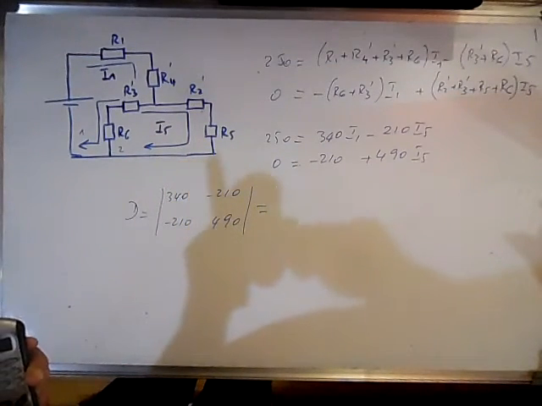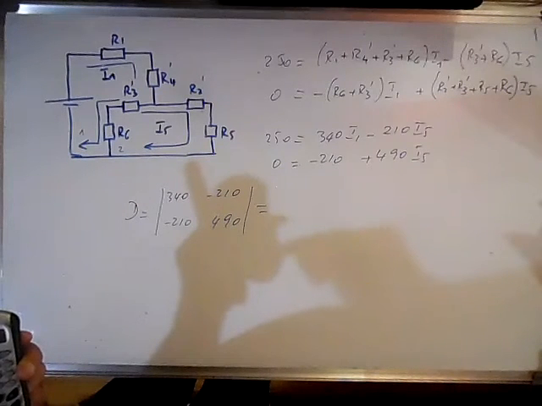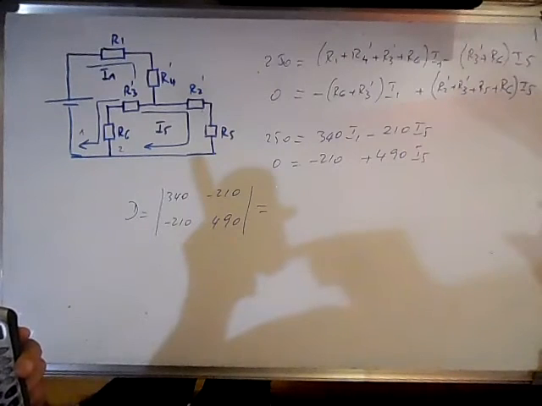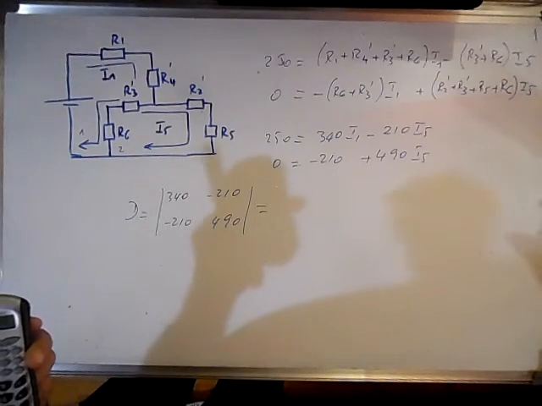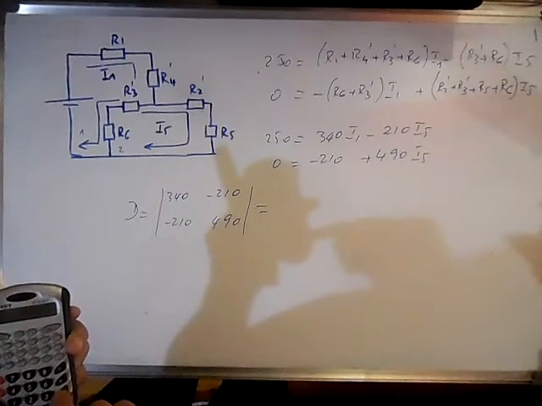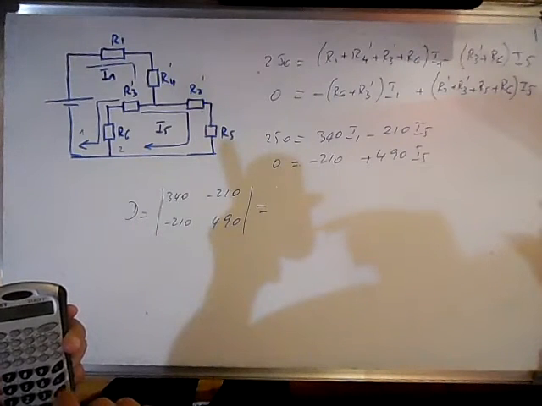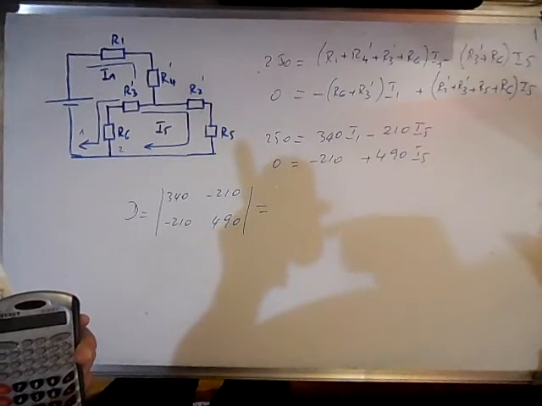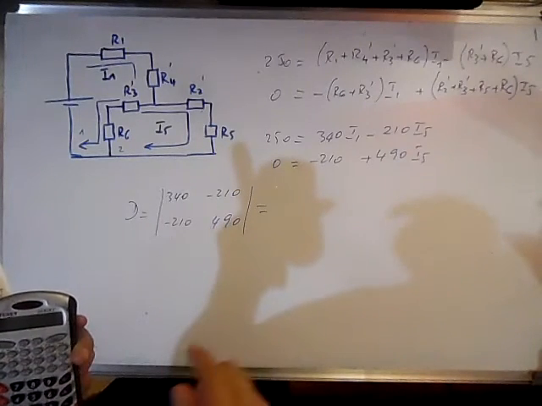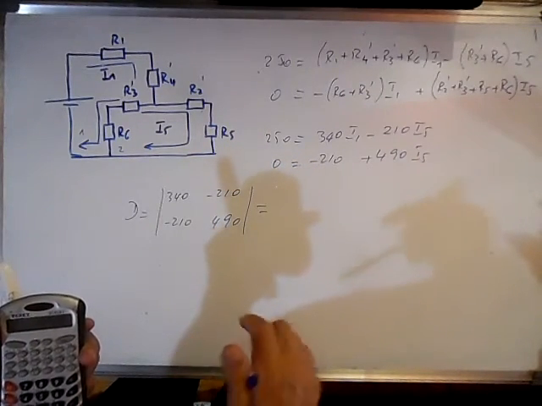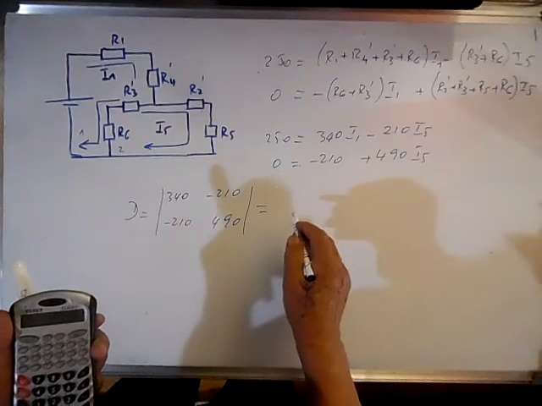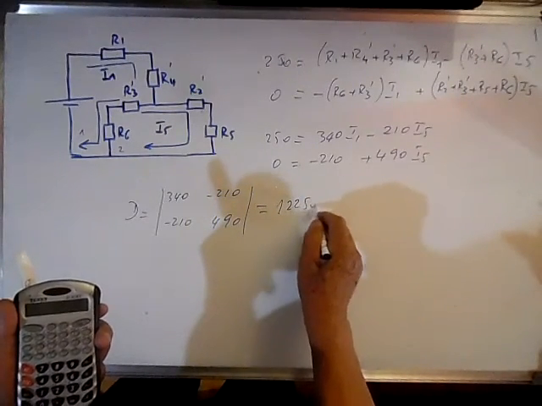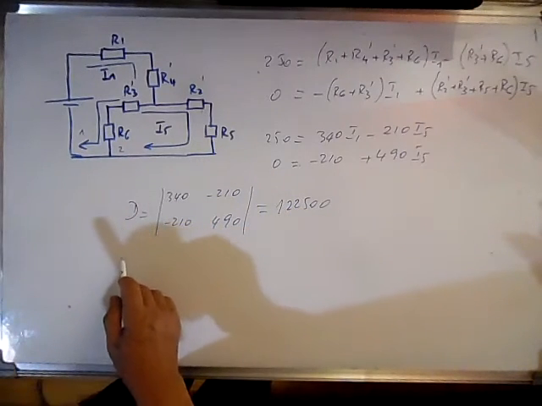That gives us, with the calculator, 340 times 490 minus 210 times 210. Is it right? Let's write it down. I'm not sure about the result. 500.